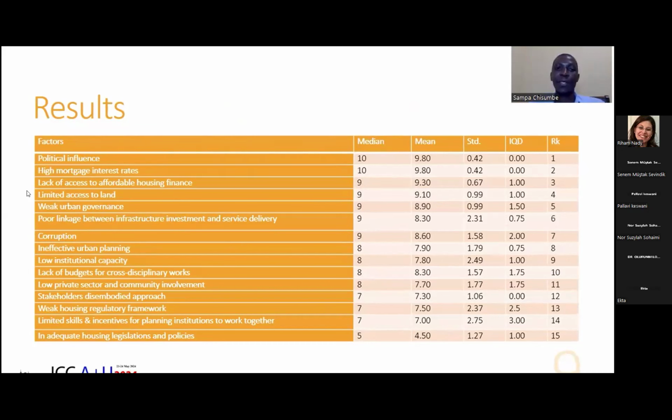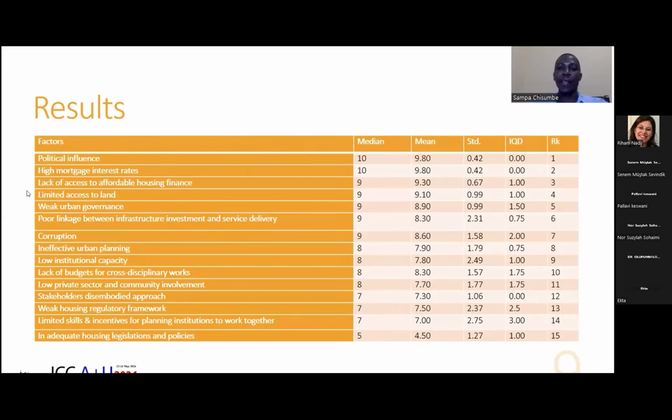From the results, what came up was that political influence, as well as high interest rates and lack of access to affordable housing finance, were the major factors contributing to poor urban housing in Lusaka. Other factors had to do with weak urban governance, low social capacity, as well as the lack of stakeholder coordination.